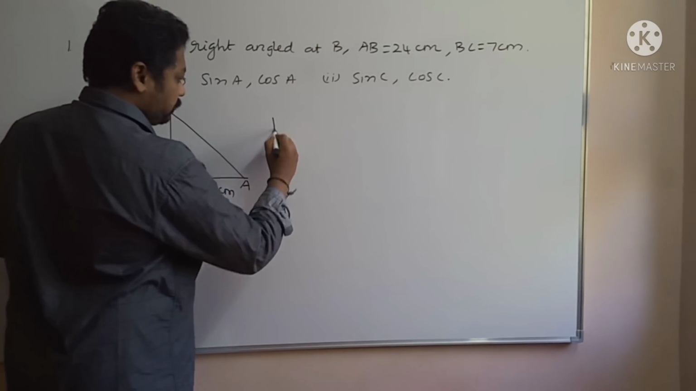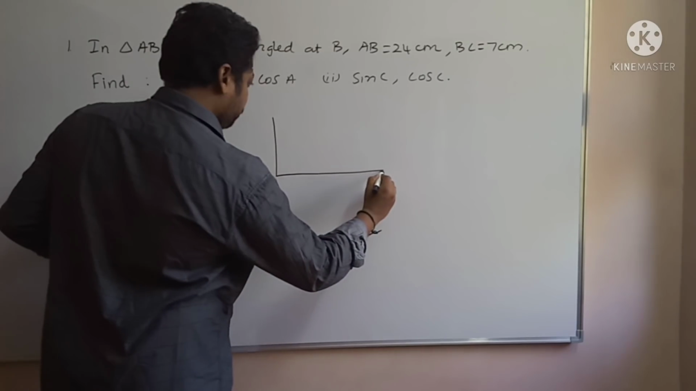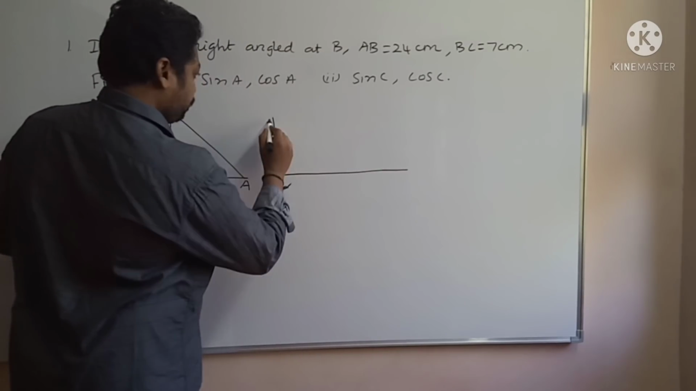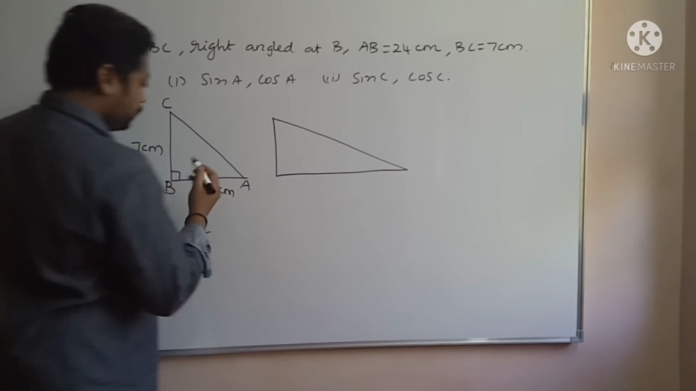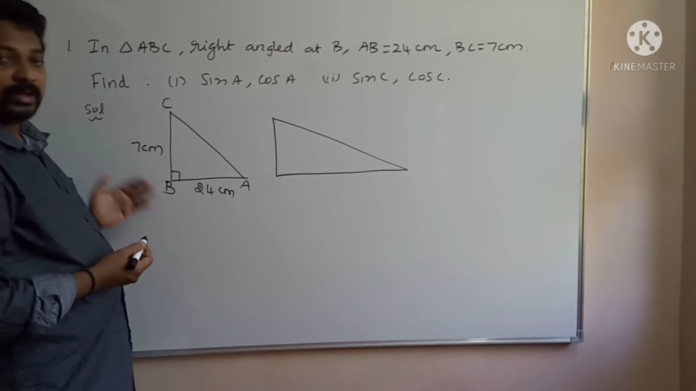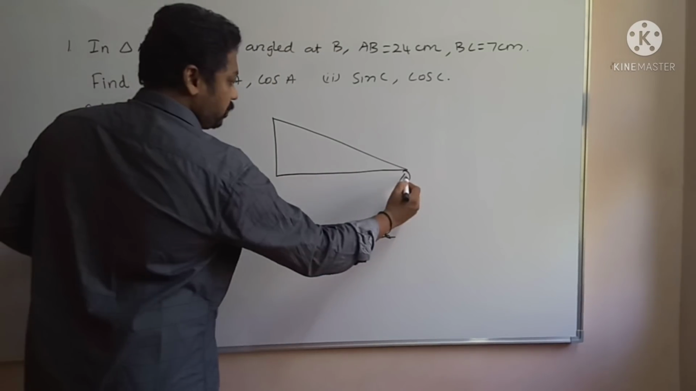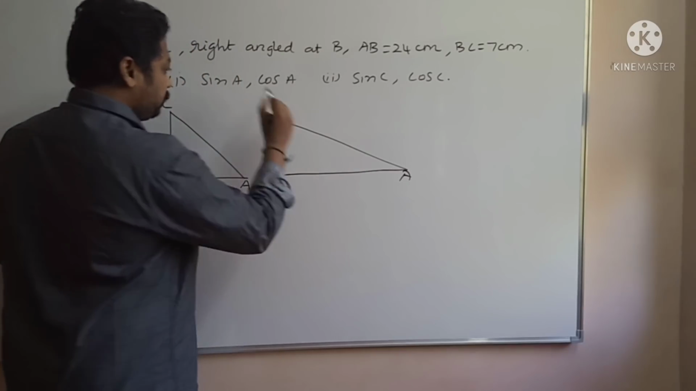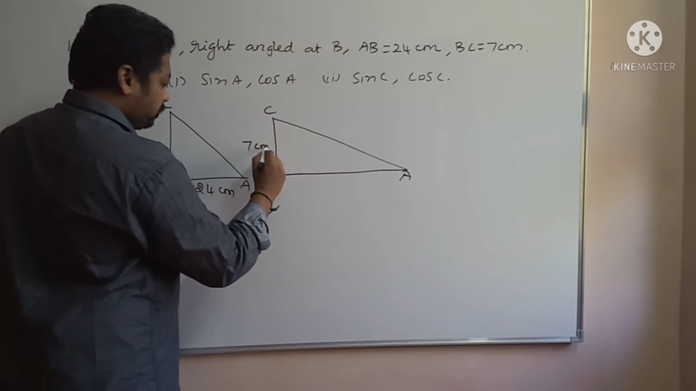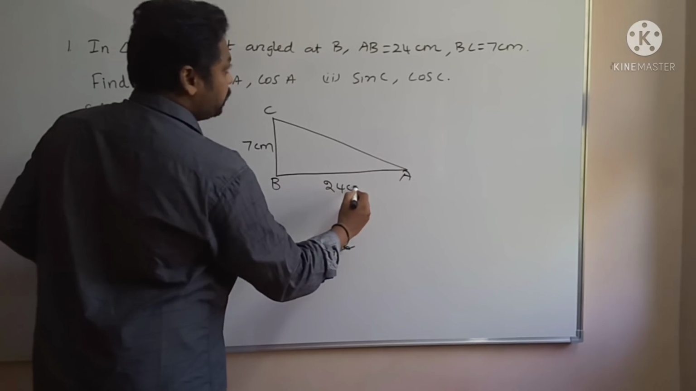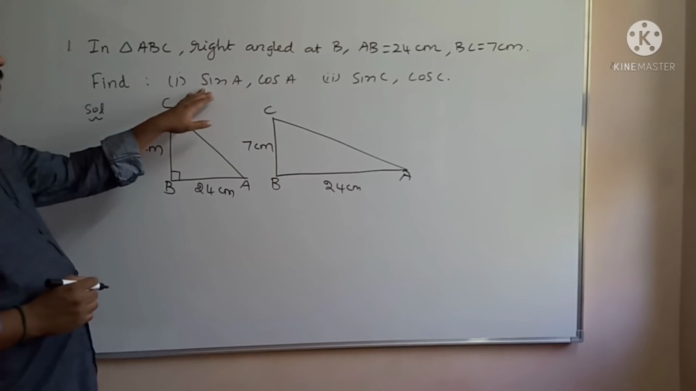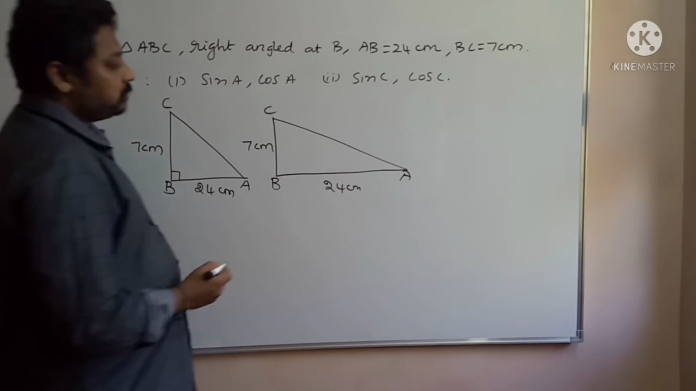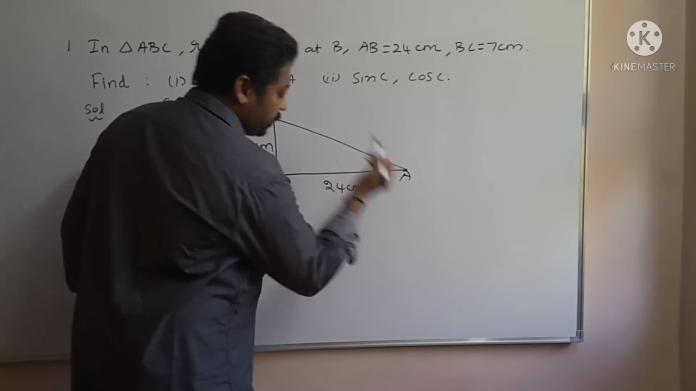So 7, 24, like this, because roughly we are trying, there is no mark for construction. So A, B, C. This is 7 centimeter, 24 centimeter. Okay, so find sin A, cos A. So what is A? This angle, acute angle.